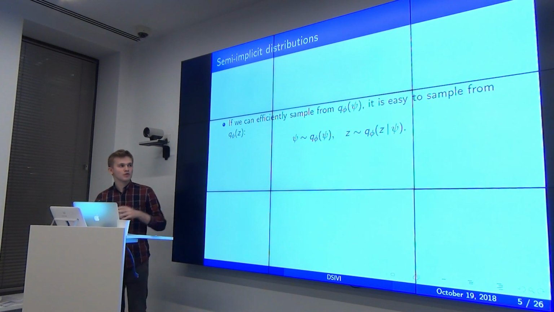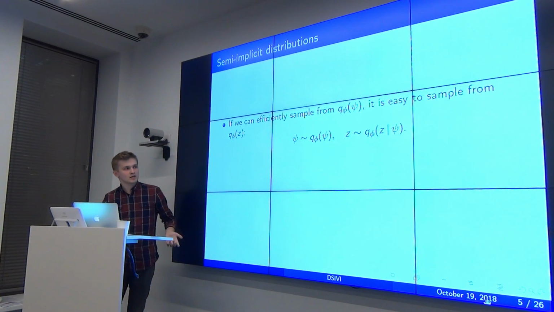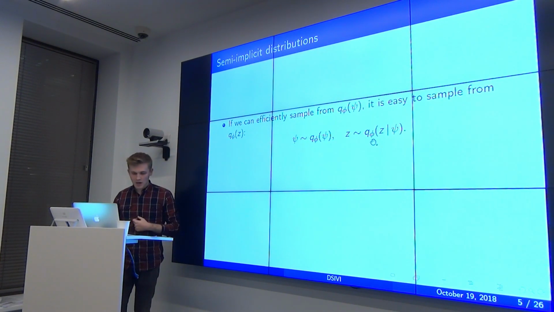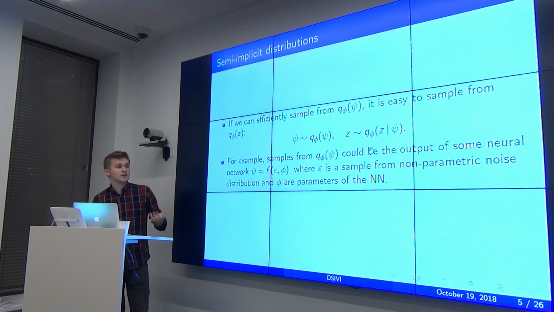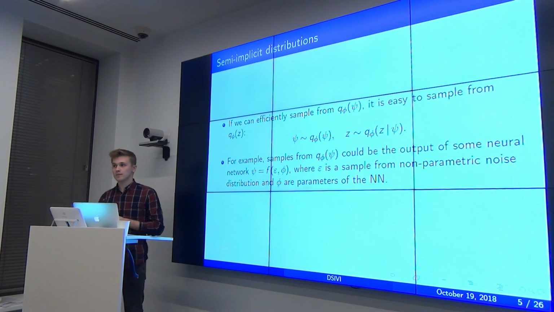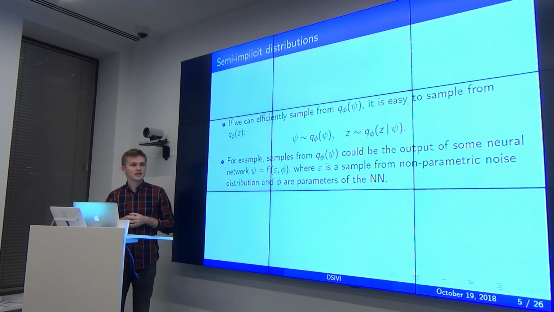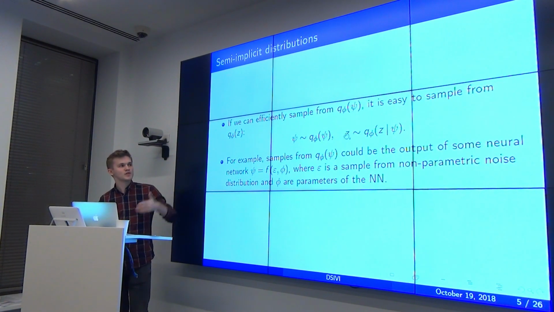If we can efficiently sample from q_phi(psi), it is easy to sample from q_phi(z). We just sample from the distribution over psi, and then we use that to get the conditional distribution over z, and then sample from it. For example, q(psi) could be the output of some neural network, where epsilon is a sample from non-parametric noise, and phi are the parameters of the neural network. If both of those distributions are reparameterizable, then we can easily compute gradients with respect to phi, because we just apply the reparameterization trick for both sampling steps.